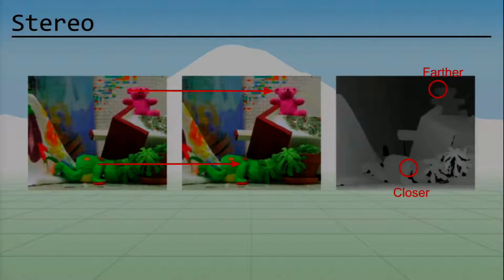So we know, for example, this bear didn't move very much. It's far away. This little green thing, I don't know what that is, moved a lot, so it must be much closer. Basically, if we can look at these two images and tell where something moves from one image to the other, we can tell how far away it is.